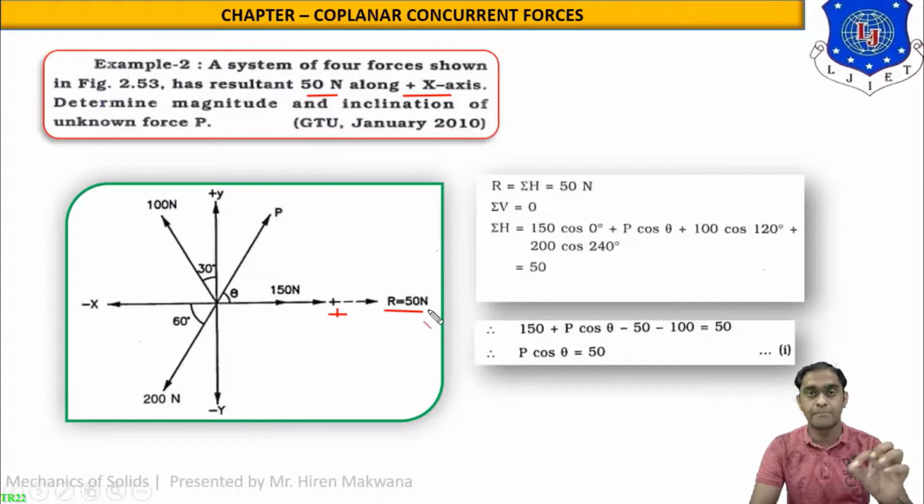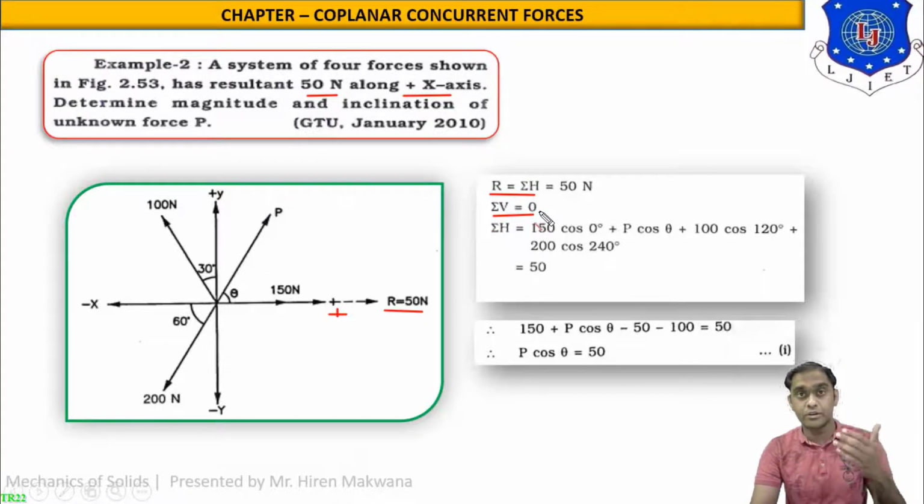So remember this thing: when the resultant is already given in the numerical and it is along the sigma h, meaning along the horizontal axis, then R is equal to sigma h and sigma v will become 0. Why? Because the total effect of the resultant is along the x-axis as given in the data. So the vertical effect will be 0. So sigma v equal to 0 and sigma h is directly the resultant, which is 50 Newton given to you. So our work is very easy now.